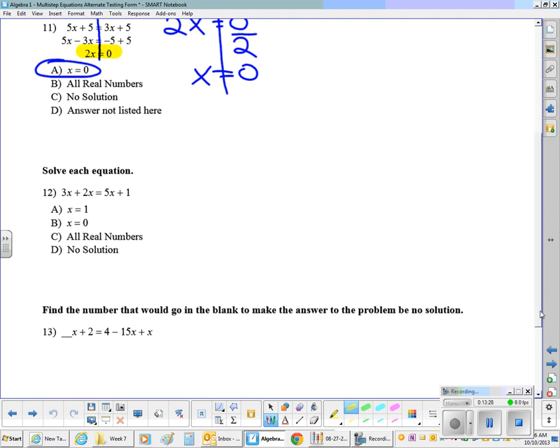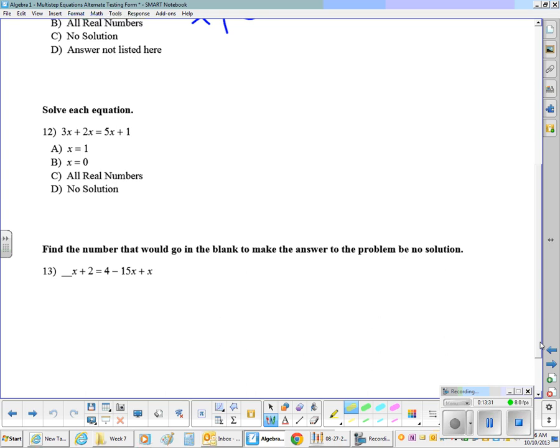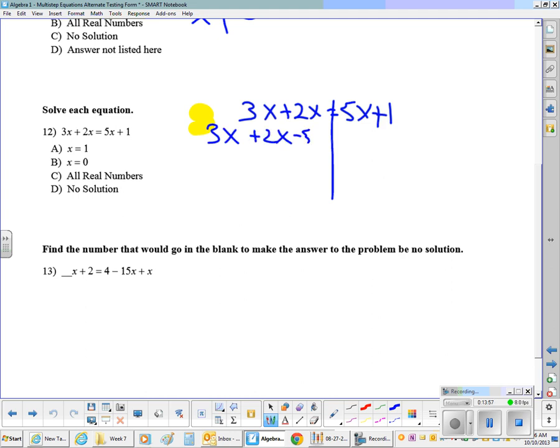Now, number 12 is asking us to put it all together and actually solve the problem. Okay. So number 12, we're going to solve using cross the line, change the sign. 3x plus 2x equals 5x plus 1. When I solve this, I start by drawing the line, then I sort 3x plus 2x minus 5x equals 1. Now I combine like terms. This gives me 0x equals 1.